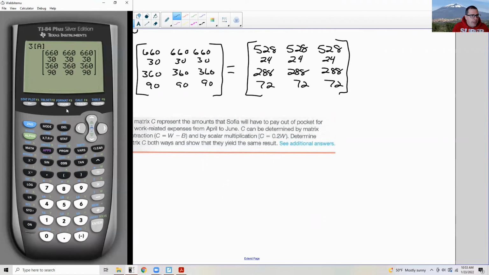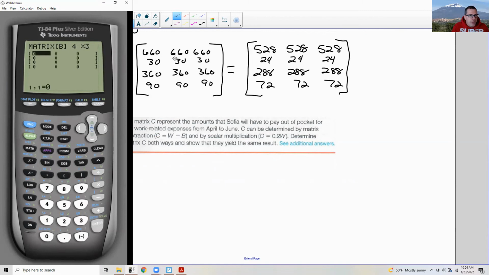So if I now wanted to create a matrix, I pushed the wrong button there. Clear, second matrix, and I want to edit, enter. Let's put it in B. So let's call B this new matrix 660. It's still a 4x3. So you do your matrices and then you get your 0 matrix.